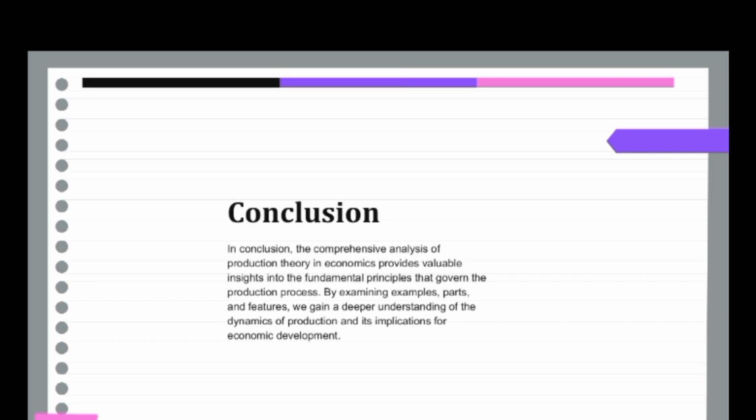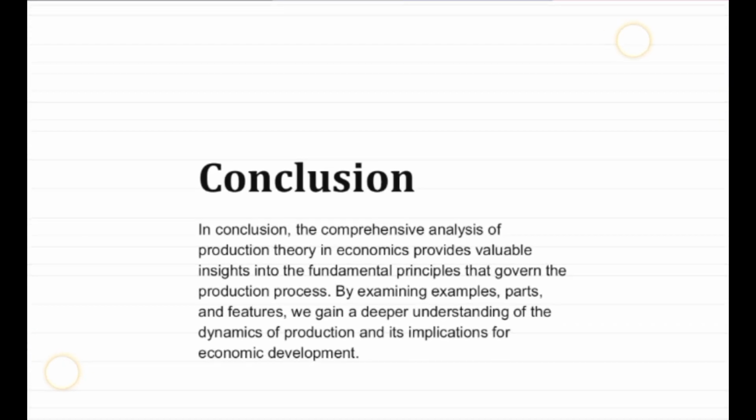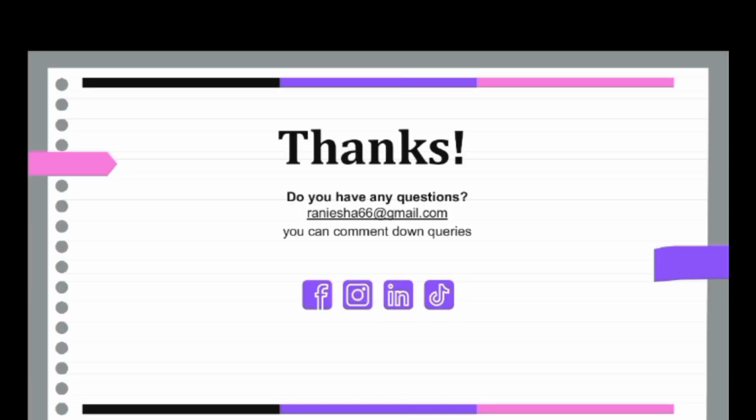Next one, we have the conclusion. In conclusion, the comprehensive analysis of production theory in economics provides valuable insights into the fundamental principles that govern the production process. By examining examples, parts, and key features, we gain a deeper understanding of the dynamics of production and its implications for economic development. Thank you so much.